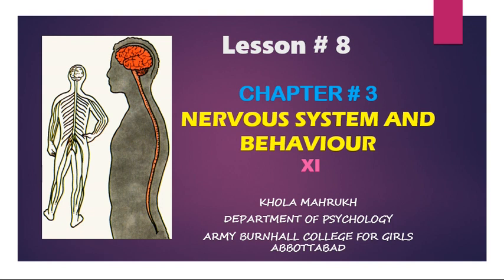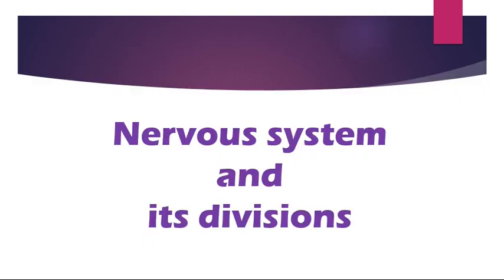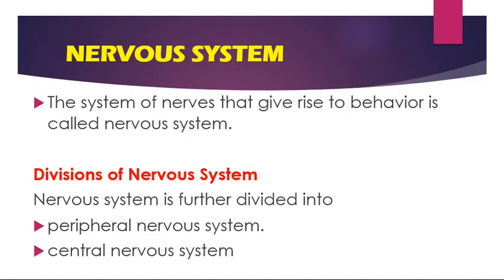We are going through chapter number 3, Nervous System and Behavior, and today's topic is the nervous system and its divisions. What is the nervous system? The system of nerves that give rise to behavior is called the nervous system.